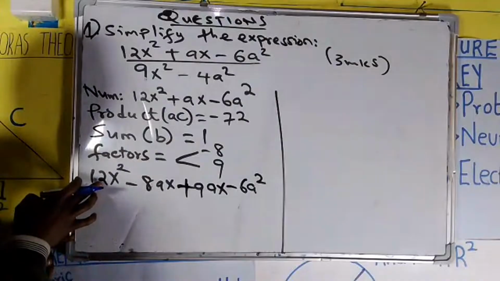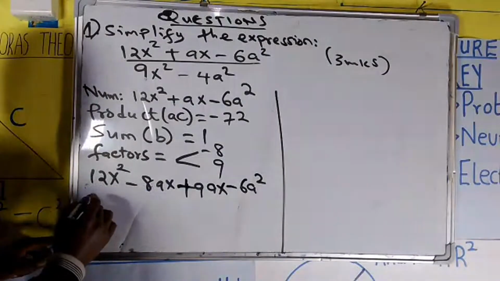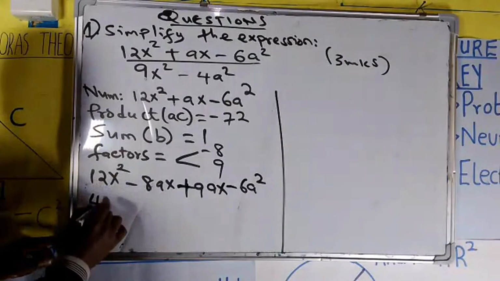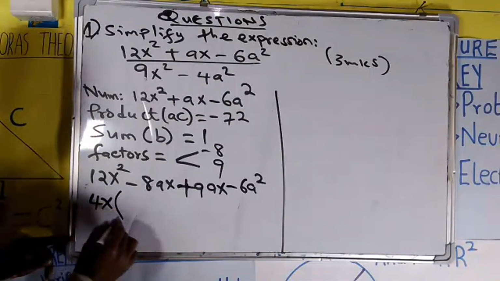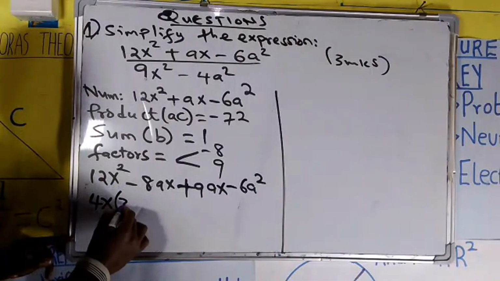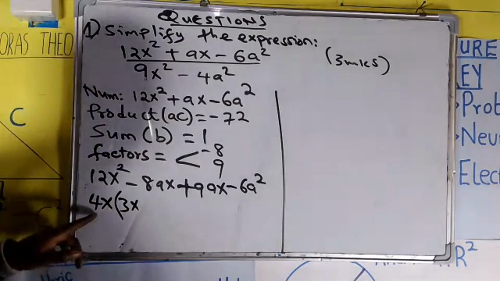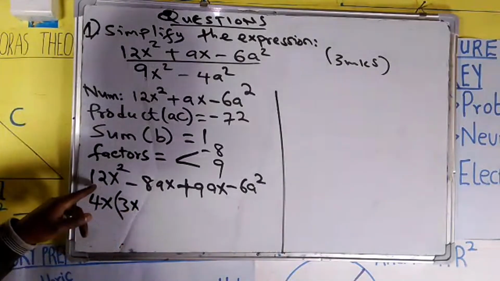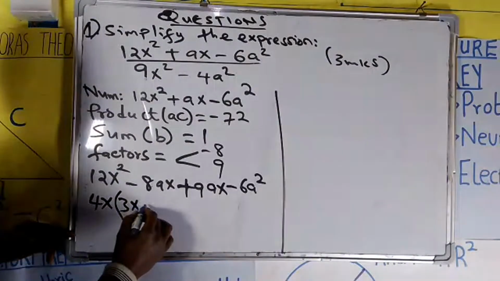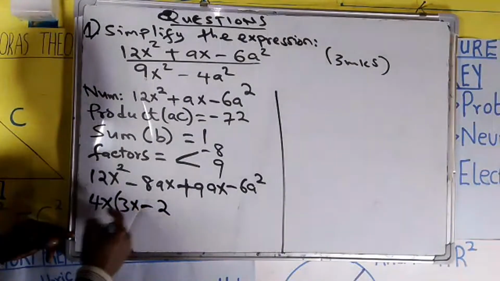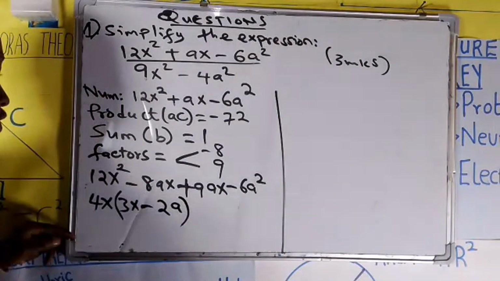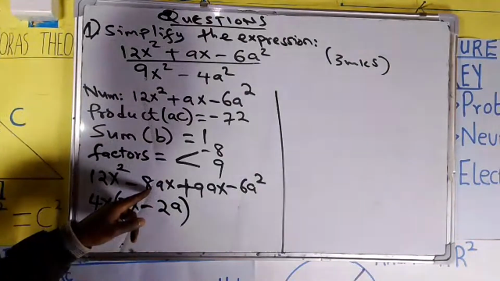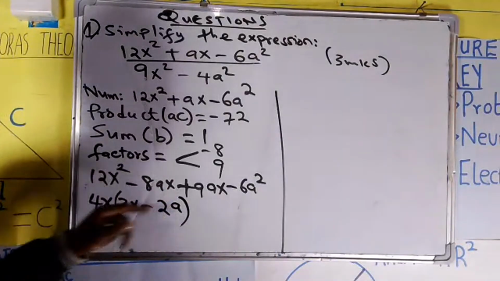The common divisor between 12 and 8 is 4. So it will be 4x in this case. So once we have 4x in the bracket, we will remain with 3x, because 4x times 3x is equal to 12x squared. Then minus, this one will be 2a, because 4 times 2 is 8. Then x times a is ax.